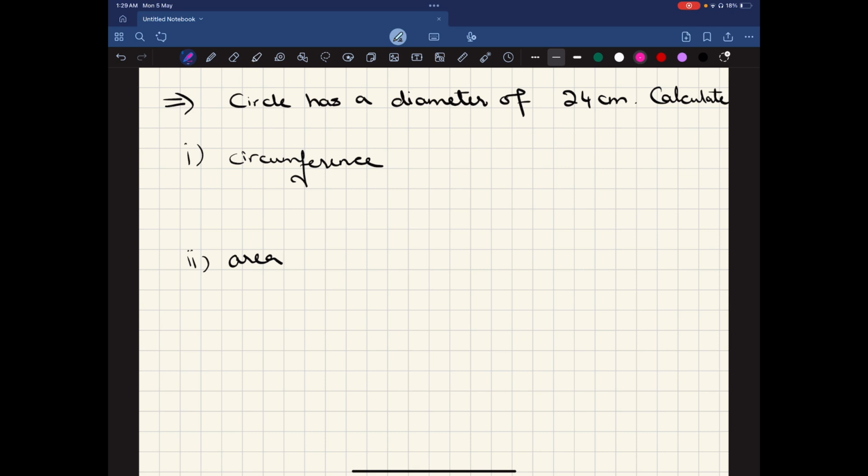Okay? So circumference is 2 pi r. What is r? We're not given r, but we're given the diameter, which is 24. So half of 24 is going to be our radius, which is 12. So half of the diameter is the radius. So it's going to be 2 pi into 12. So it's 24 pi, and you can calculate the exact value from your calculator.